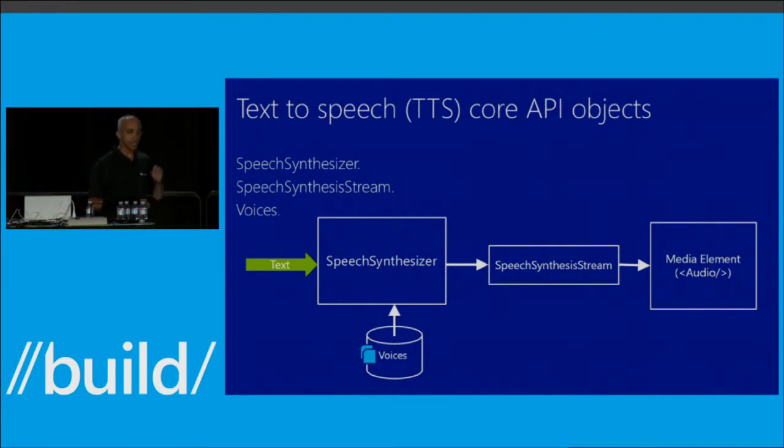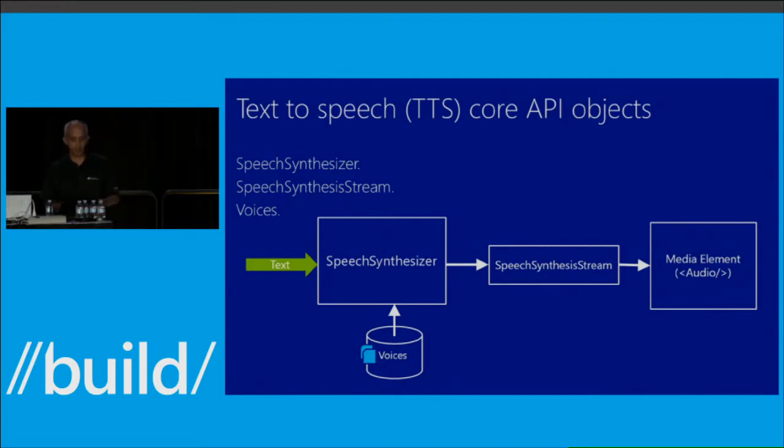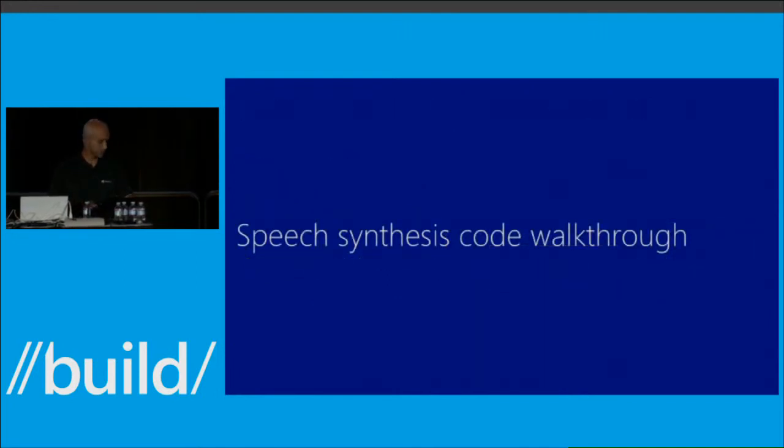This means that your application can coexist with other Windows applications that may also have an audio output, and the system will take care of automatically ducking the sound in response to user actions when they switch apps or whatnot. The code to use TTS is fairly straightforward, so let me walk through that next. So let's switch to my demo machine.